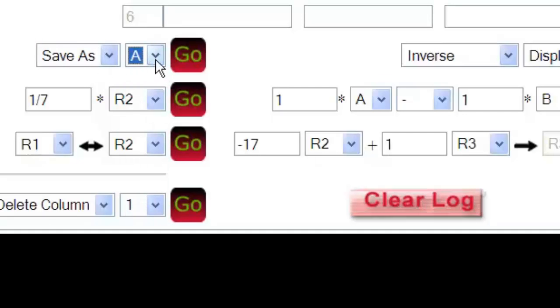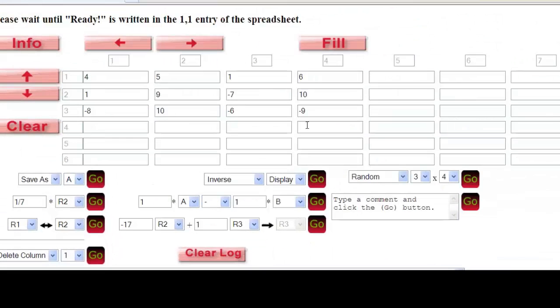I'd recommend that you save the original in matrix A, and when you say go, it has taken and stored that 3x4 matrix into A. And should something happen that we change it for some reason that we didn't want to, we can always go back, say display A, and it returns it to the original form.